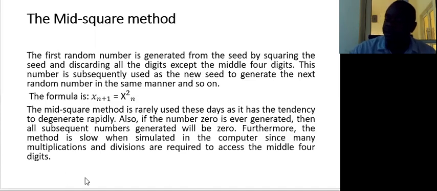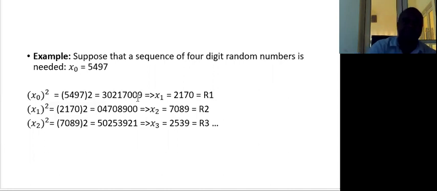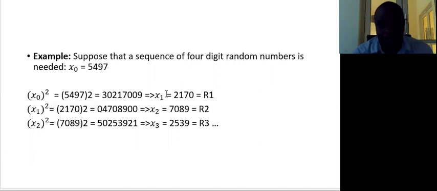However, let's take a look at how it works in real life. If, for instance, we have the seed value to be 5497, we'll take the square of this seed value, which is x naught squared, to give us 5497 squared. This will give us 30217009. Then we pick the middle four digits. If we eliminate the first two and the last two, we'll have 2170. So x1 will be 2170, and this one represents R1.